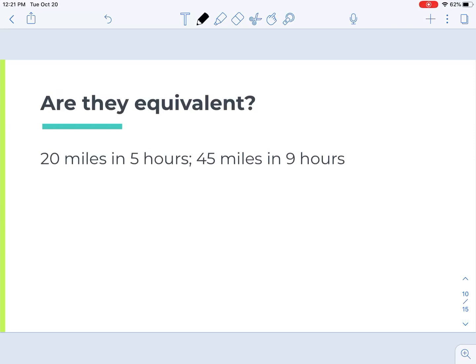Let's look at another one. One person is running 20 miles in 5 hours. Another person is running 45 miles in 9 hours. Take a minute, pause the video, and figure out if those two are equivalent.